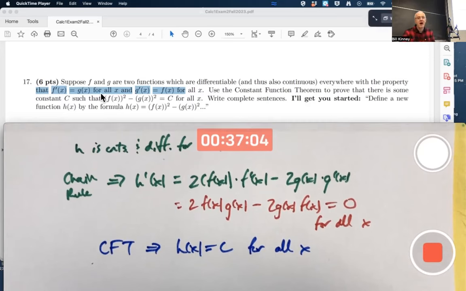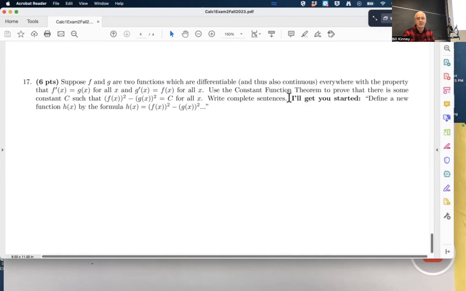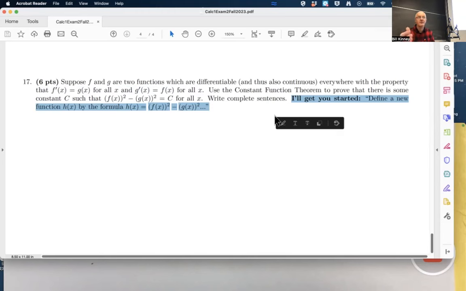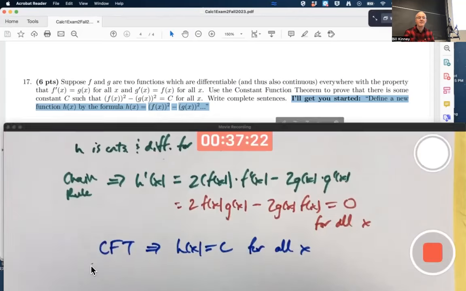The hardest part of the problem actually is the start, realizing that's what you should do. Define h to be f of x squared minus g of x squared. I helped you with the very hardest part of the problem. Okay, I'm not saying people found it this easy. Many of you had difficulty with this. But we did do an example very similar to this.